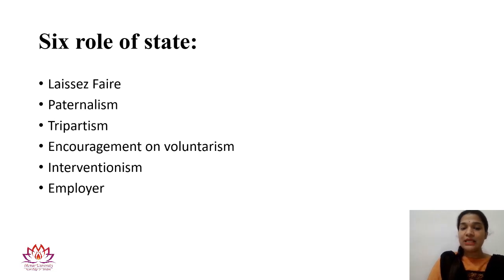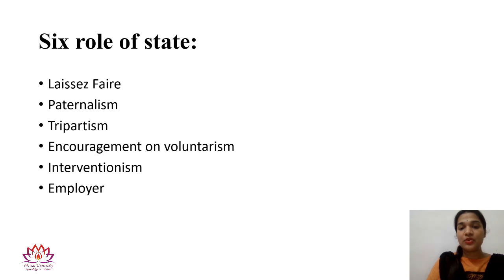Next one is tripartism. Even prior to independence, there existed a tripartite form of consultation on the model of the ILO, International Labour Organization conferences. After independence, several such forums were formed. The major tripartite bodies formed included the Indian Labour Conference, Standing Labour Committee, Industrial Committees for Specific Industries, the short-lived National Apex Body in 1975, etc. The government promoted consultation with concerned parties prior to taking any policy decision in industrial relations or bringing out any legislation.